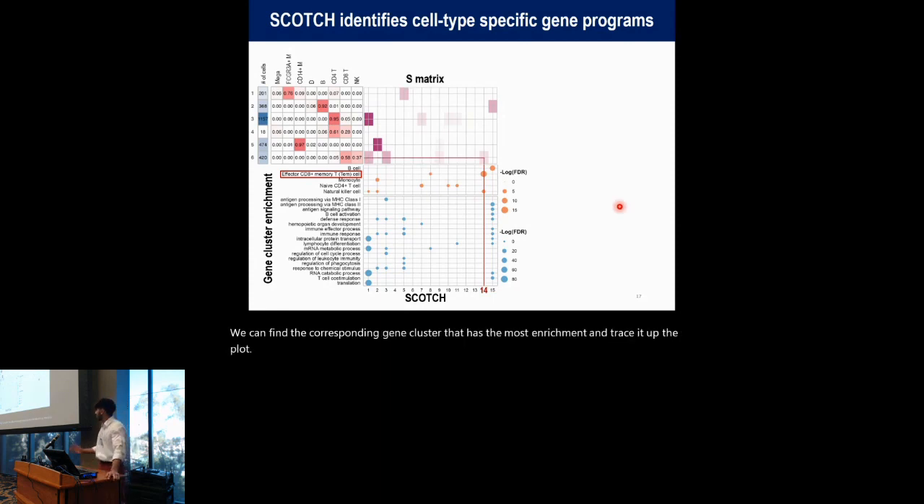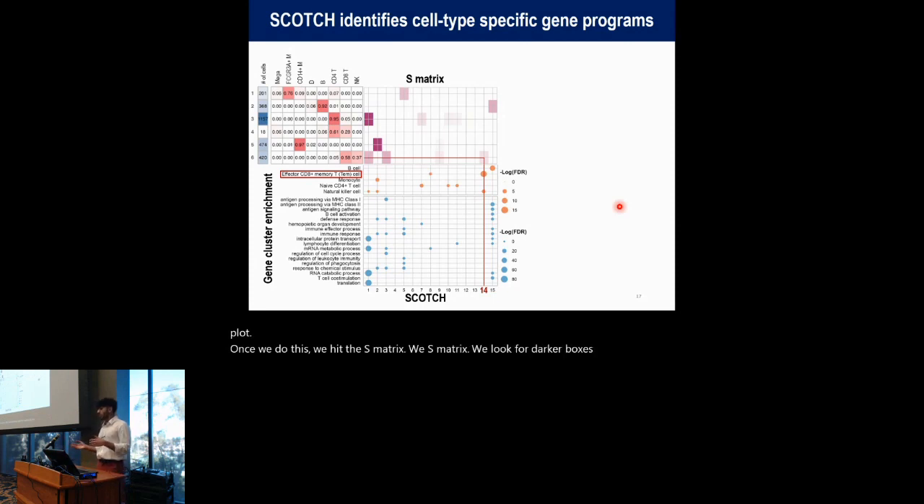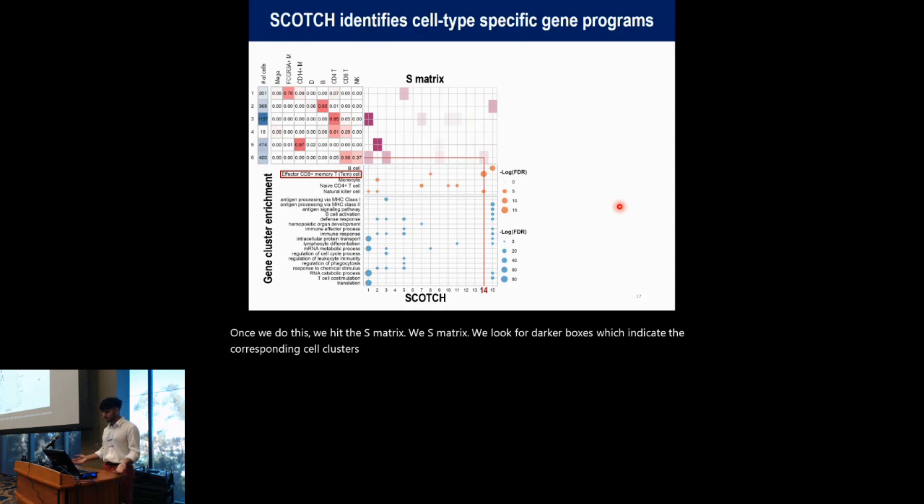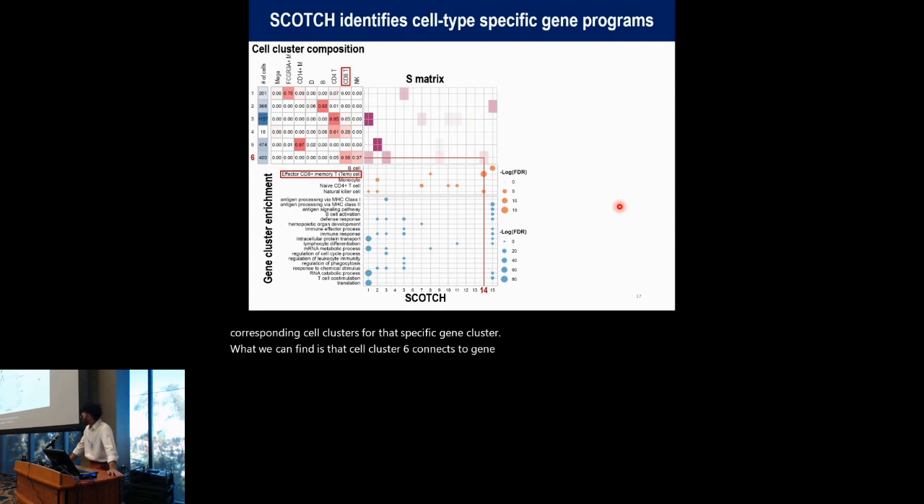Once we do this, we hit the S matrix. In the S matrix, we look for darker boxes, which indicate the corresponding cell clusters for that specific gene cluster. And what we can find is that cell cluster 6 connects to gene cluster 14. It's predominantly CD8 T cell, and we can also see that it has a decent amount of natural killer cells in it, which we also get enrichment for in gene cluster 14.